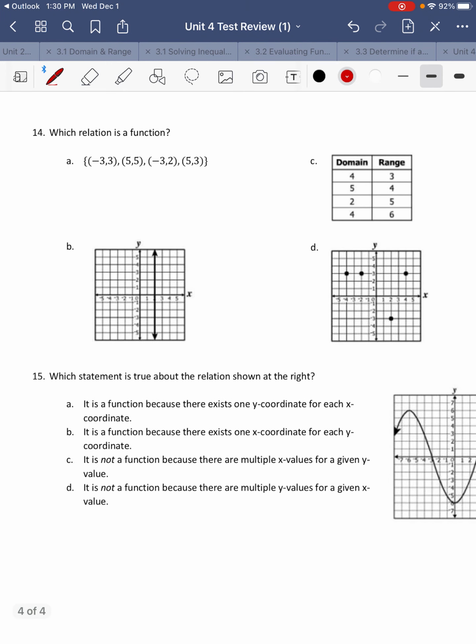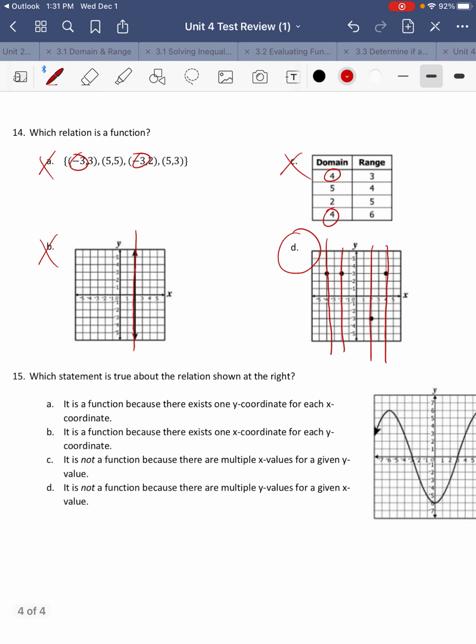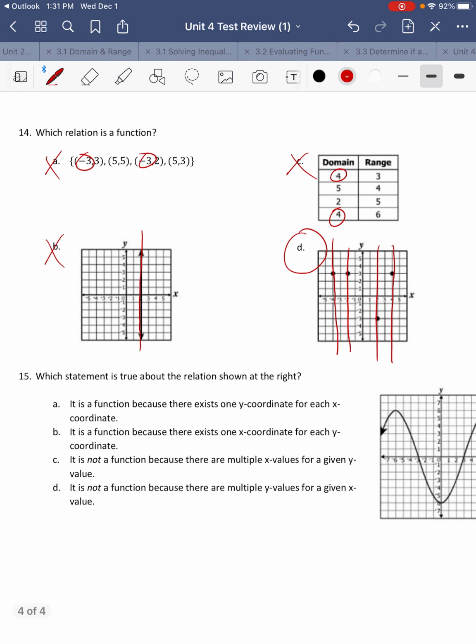On the back, which relation is a function? The x's repeat, so nope. Vertical line test doesn't work, so nope. Domain, the x's repeat, so nope. Try a vertical line here, here, nope. D.